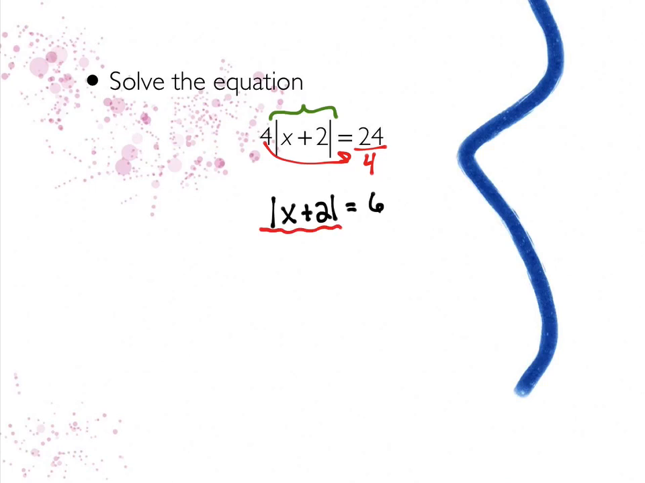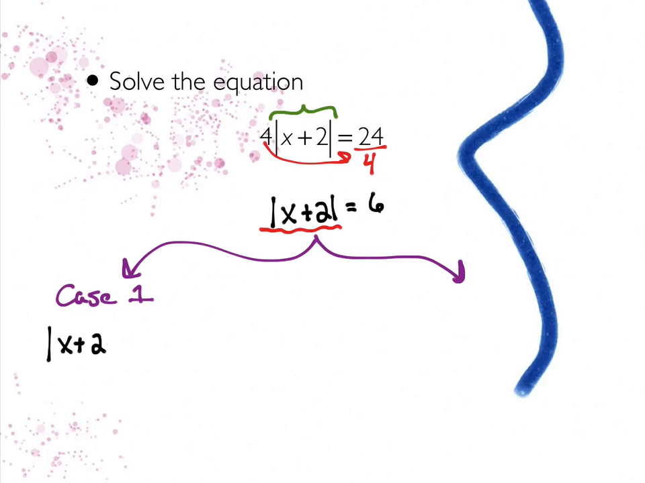So now I've isolated my absolute value quantity. It's all by itself. So this one, I'm going to have to set it up into two different equations. Now case 1 says the absolute value of x plus 2 could be 6, but case 2 says the absolute value of x plus 2 could also equal negative 6.